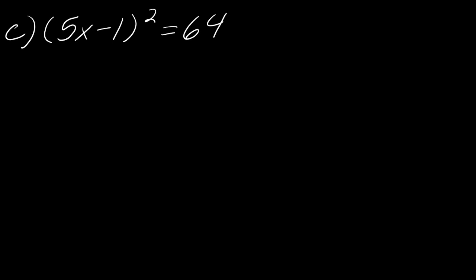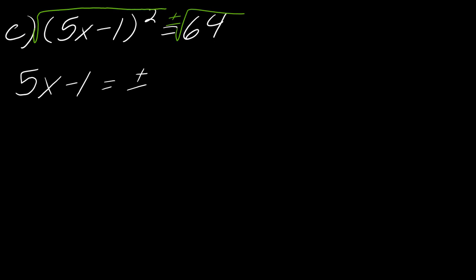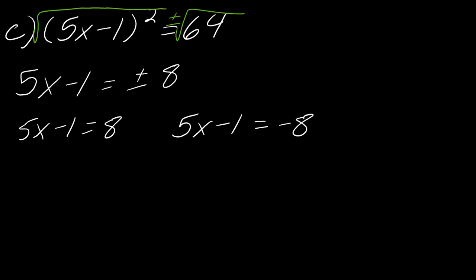Okay, next up we have the square root property, so we can just go ahead and jump right into this. So I can go ahead and take the square root of each side, this will be plus or minus on this side. So this becomes 5x - 1 = ± 8, right? The square root of 64 is 8, so now I can break this into two separate cases. So I'm going to have 5x - 1 = 8, and 5x - 1 = -8.